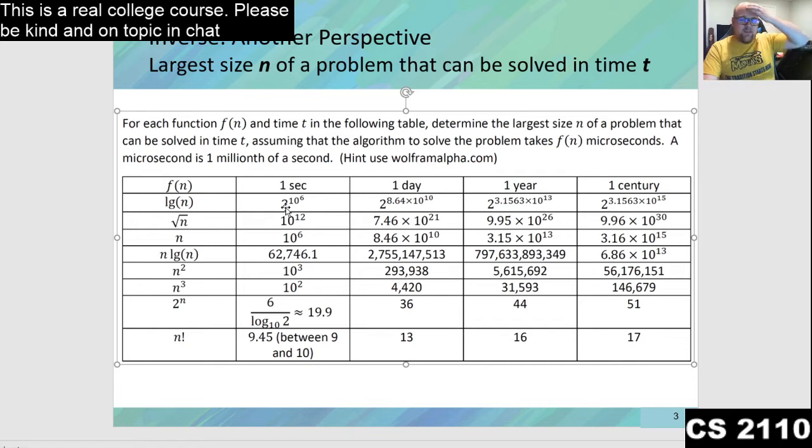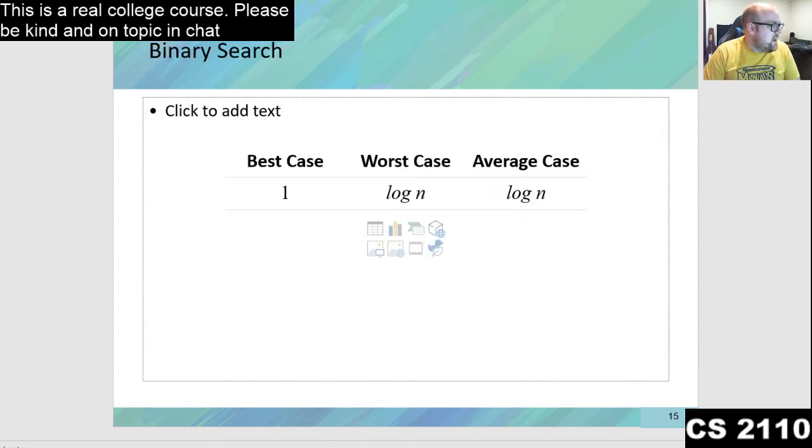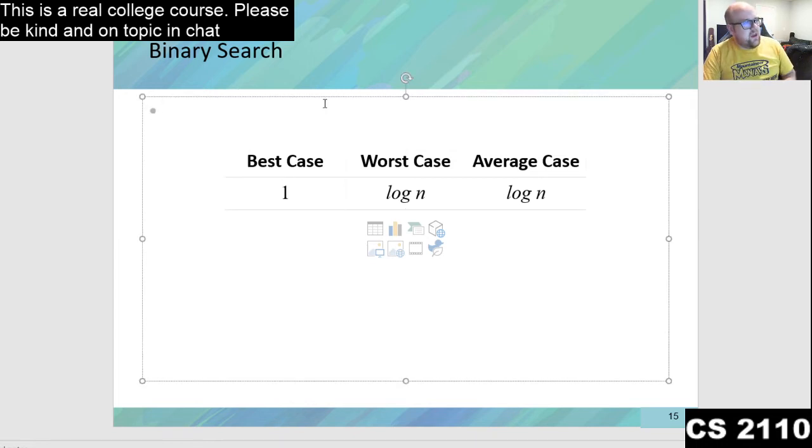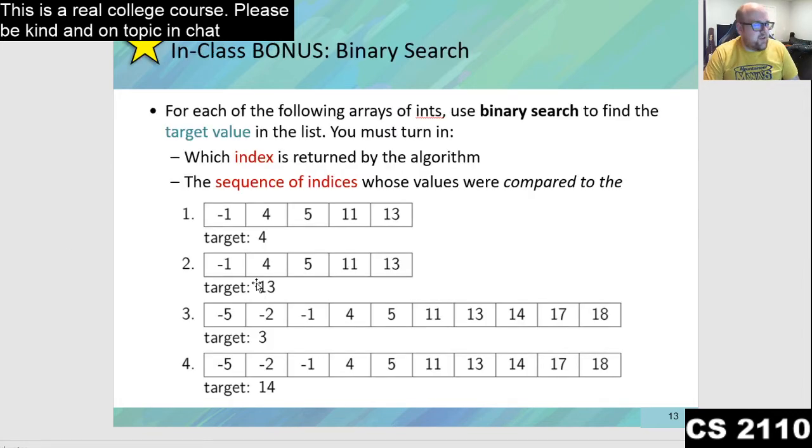So just kind of keep that in mind. Log is better. Binary search is better. In a best case, binary search is still 1. Sorry, I should delete that. In a worst case, it is log of n. In an average case, it's log of n. So again, you should always use a binary search if the array is sorted. But if it is not sorted, you can't do that.